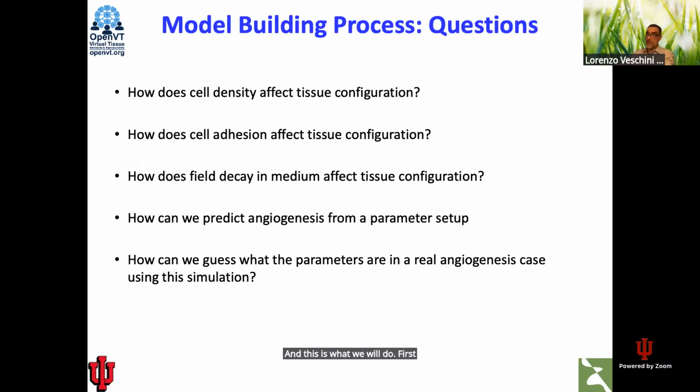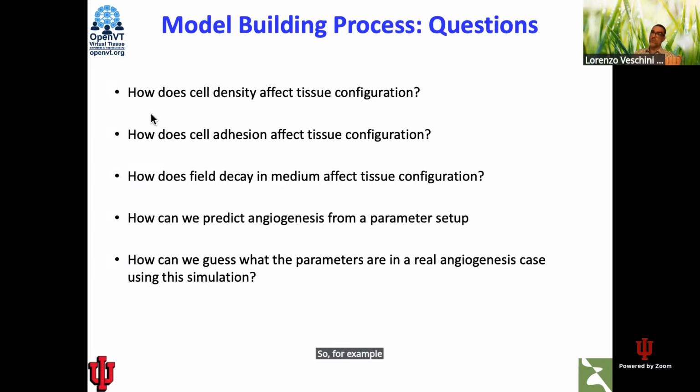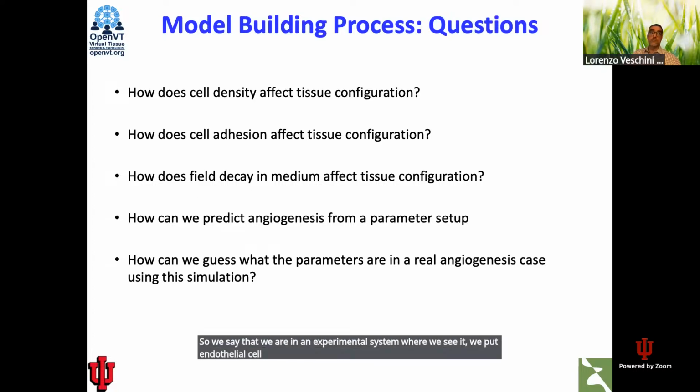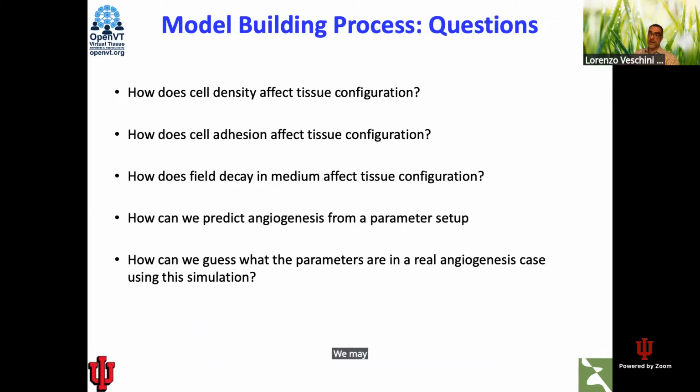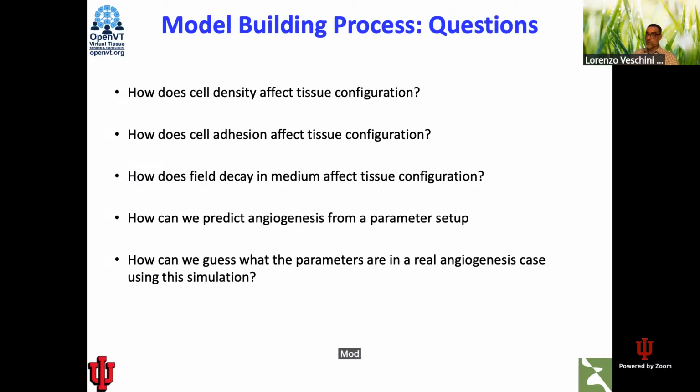First thing, we may ask some questions about how we want to model, how the experimental model might relate to our model, and so which are interesting quantities to think about. So, for example, how does cell density affect tissue configuration? We say that we are in an experimental system where we put endothelial cells on top, and we may think about a confined area, but then how many of those cells we put is not always the same, it changes. Experimentally, we know that it changes. So modeling-wise it is good to know.